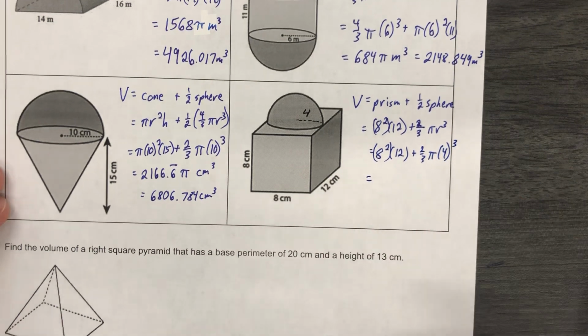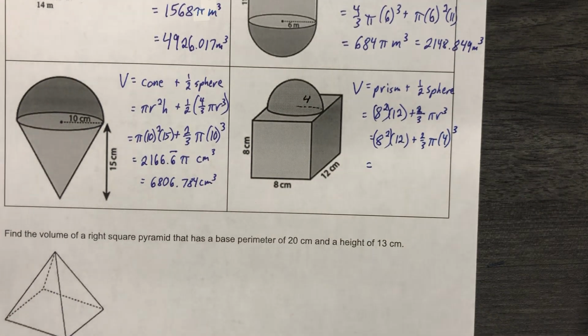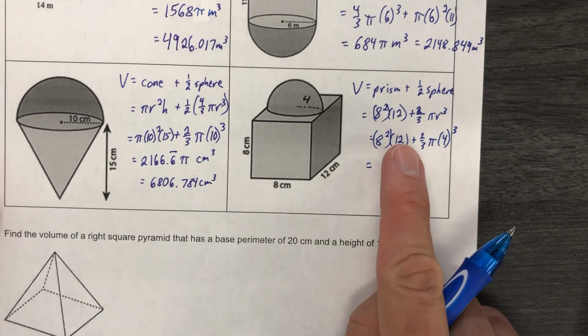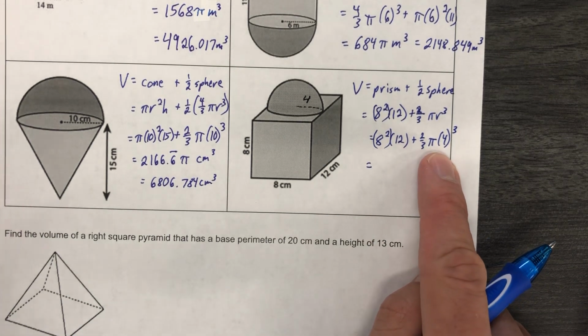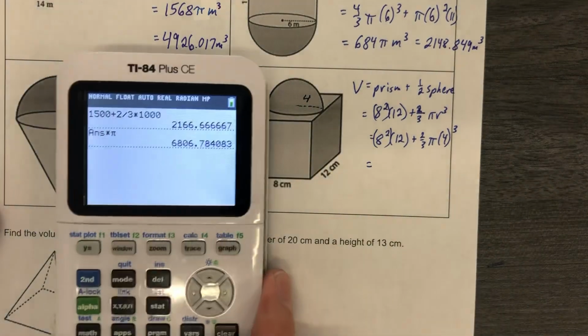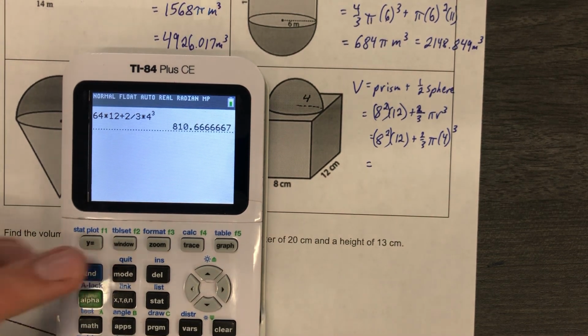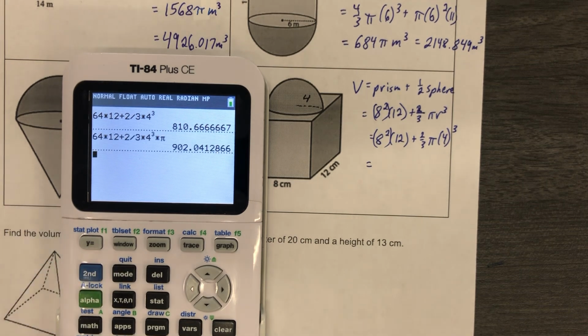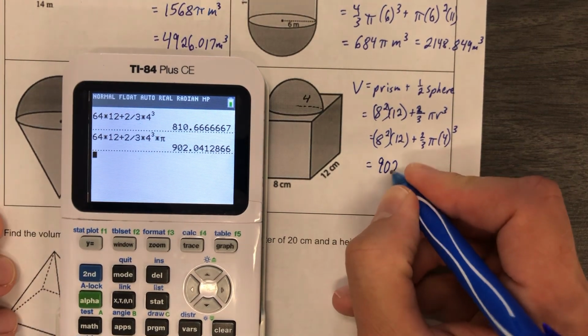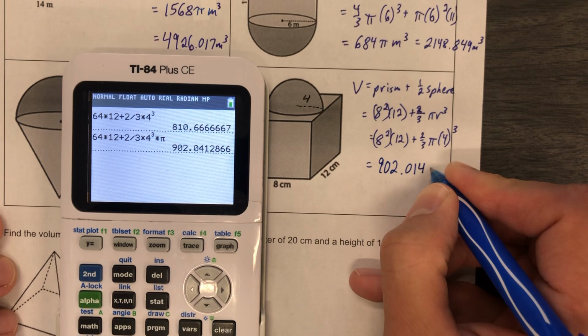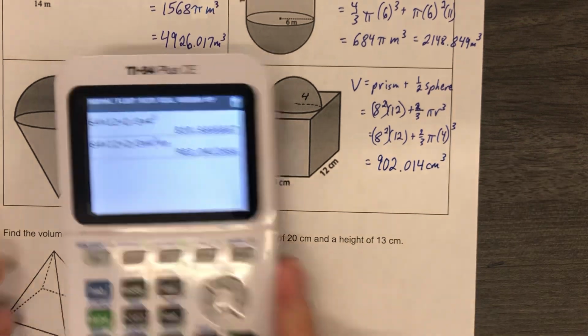I'm going to just go ahead and type this in, not in terms of pi, because I said in a previous lesson, I would have a non-pi term here and a pi term here, and that's fine, you can do it, but it's just going to be more convenient if we just go ahead and crank out the full answer with pi. So 8 squared times 12 plus 2/3 times 4 to the third. Oops, forgot my pi. There we go. 902.041 cubic centimeters.